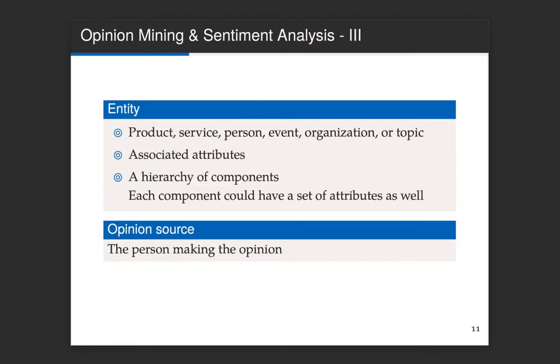Let me continue talking about opinions and the elements that compose an opinion. One of the elements that compose an opinion is the entity. An entity is the product that we're talking about, and each entity has associated attributes and a hierarchy of components, where each component could also have attributes as well. The other component of an opinion is the opinion source, which is the person that is making the opinion.